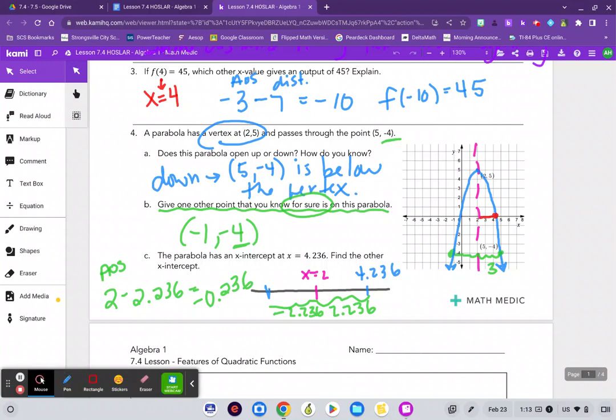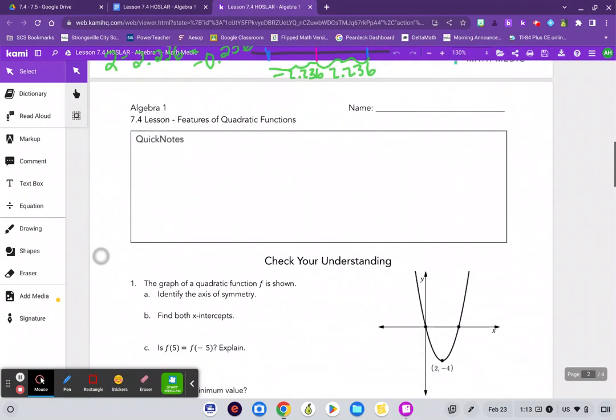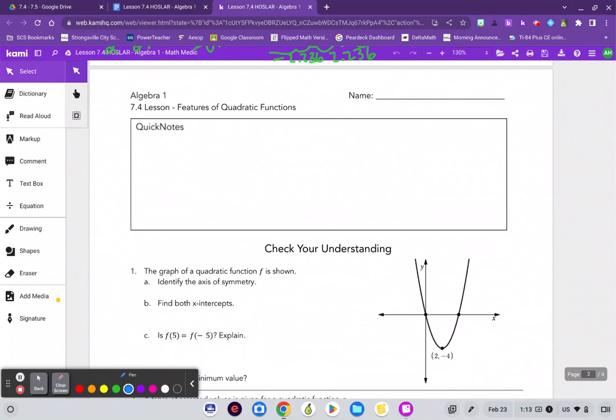So let's go ahead and take some quick notes. A couple of ideas that I want to include for these quick notes is the fact that parabolas are symmetric across that axis of symmetry. Not a new idea, but an idea that is fundamental in understanding how to answer these questions. So we can say parabolas are symmetric across the axis of symmetry.